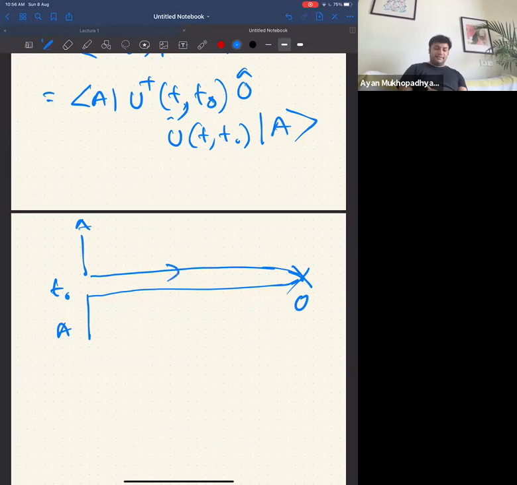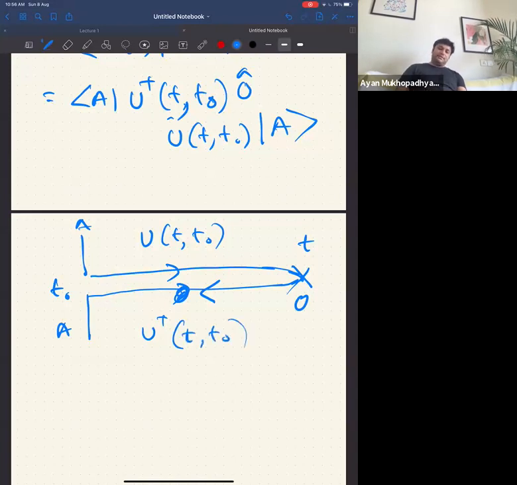What is happening here is that this operator is inserted at time t, and I should put the arrow this way. This arrow will stand for U(t, t0), and this backwards arrow will stand for U†(t, t0). So basically you're first evolving forward in time in this way, then making some insertion of some operator, and then you're going back in time, and then you're computing the expectation value.